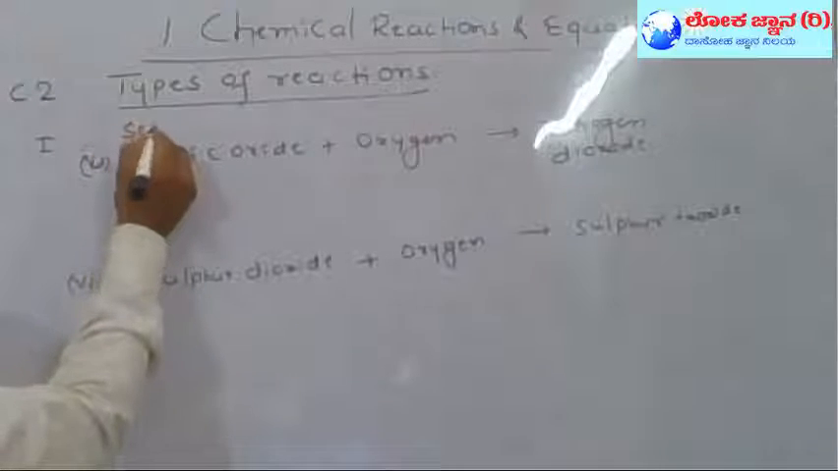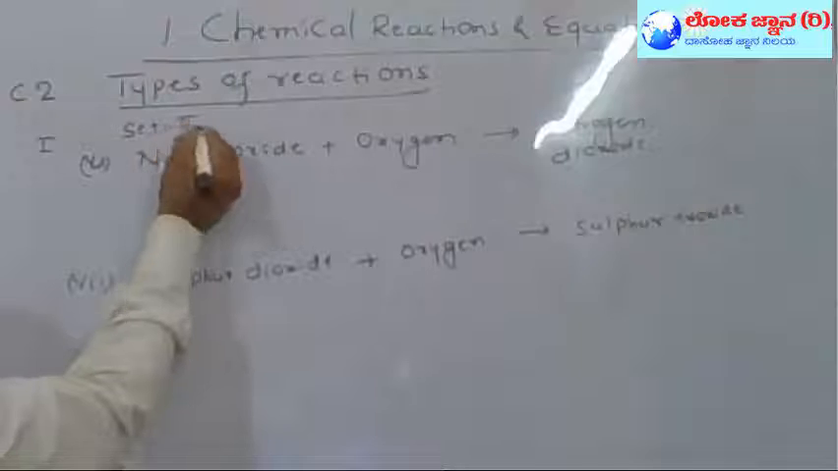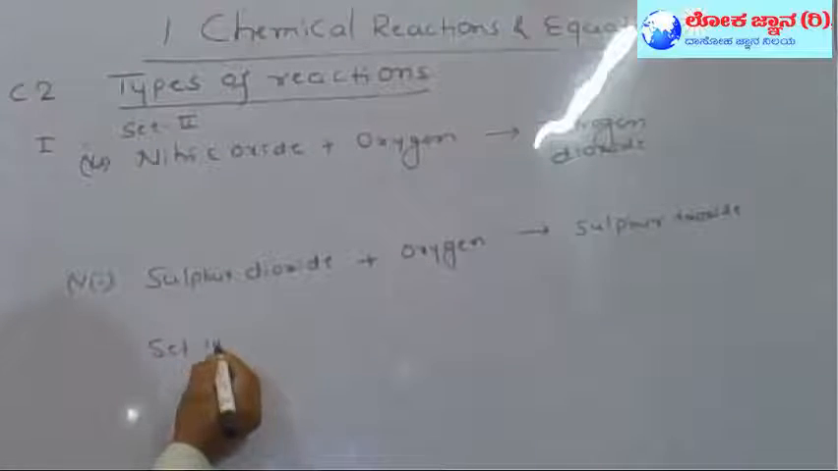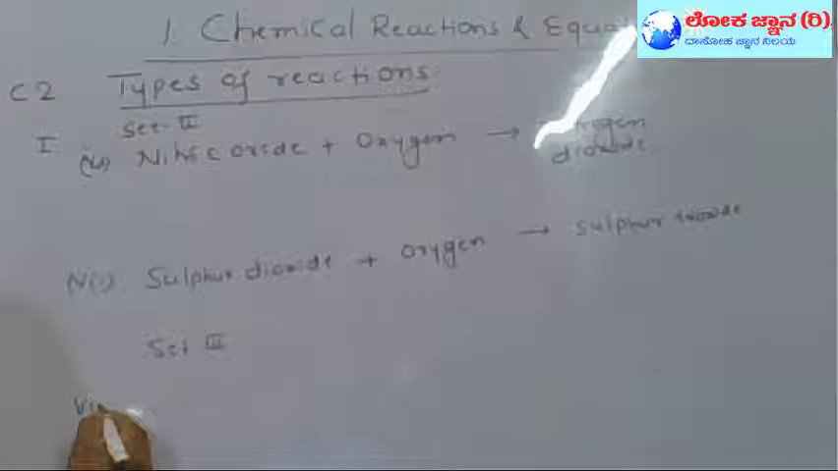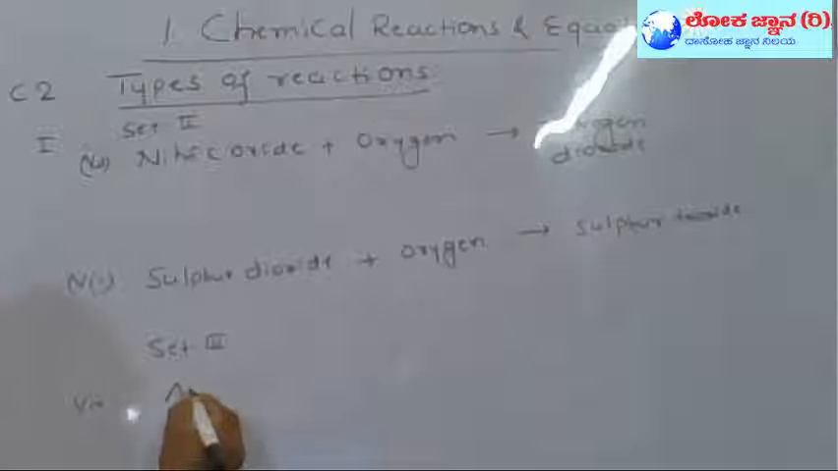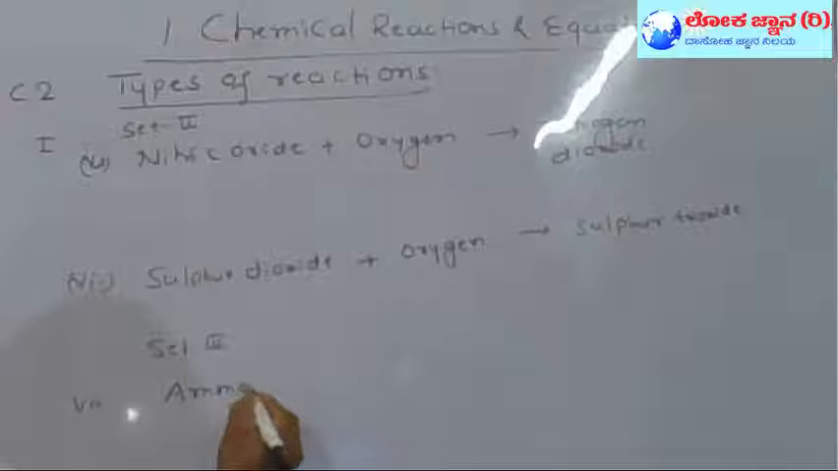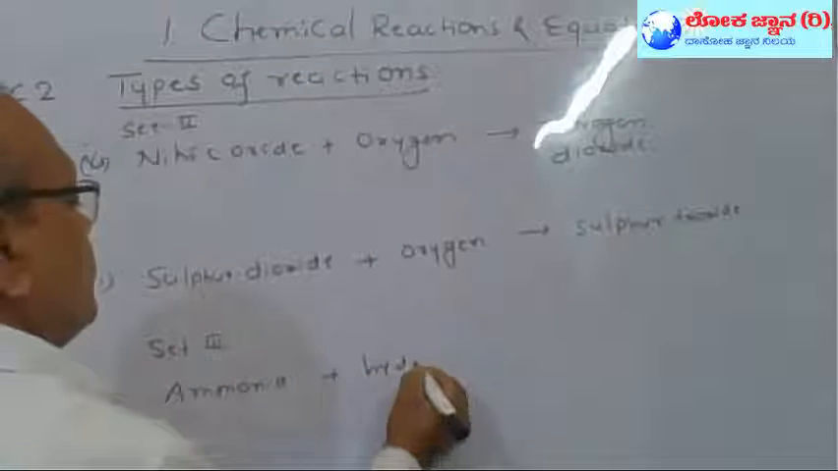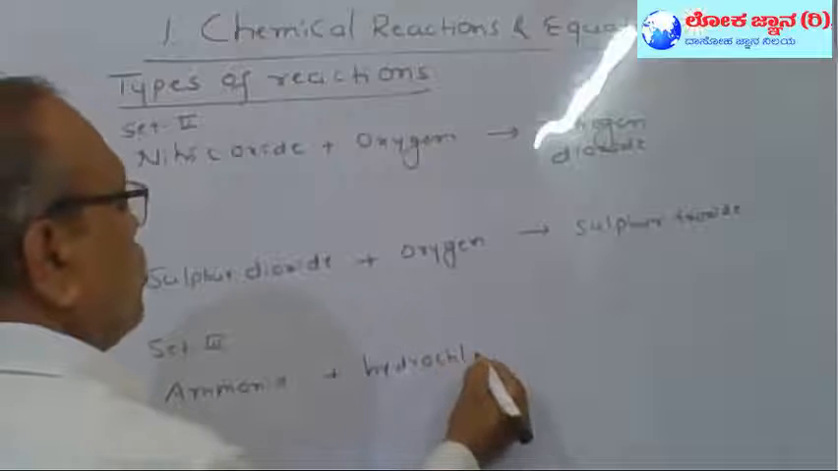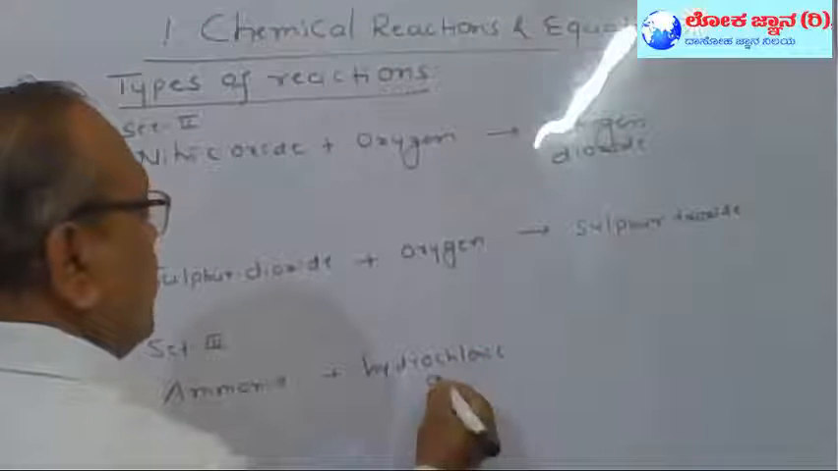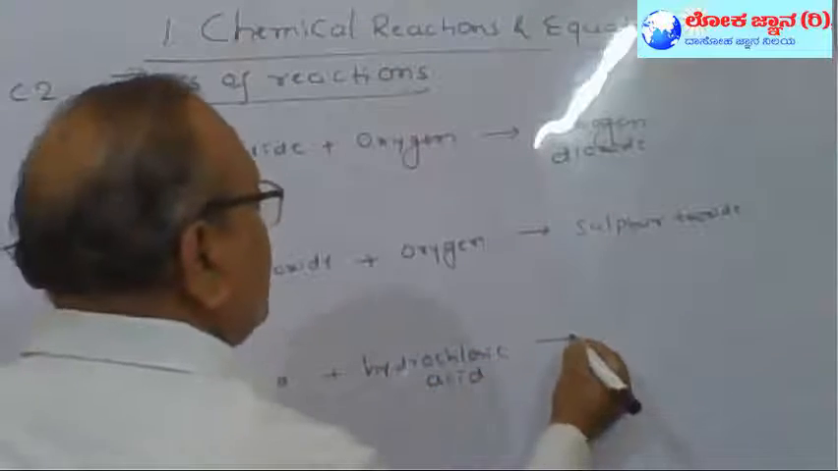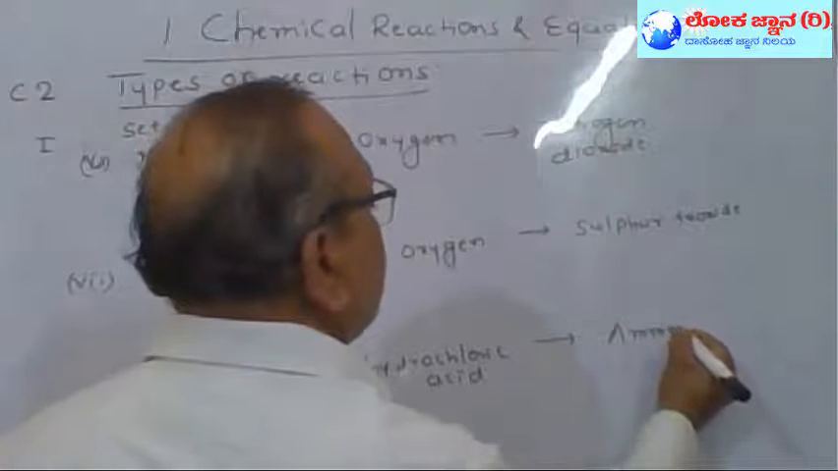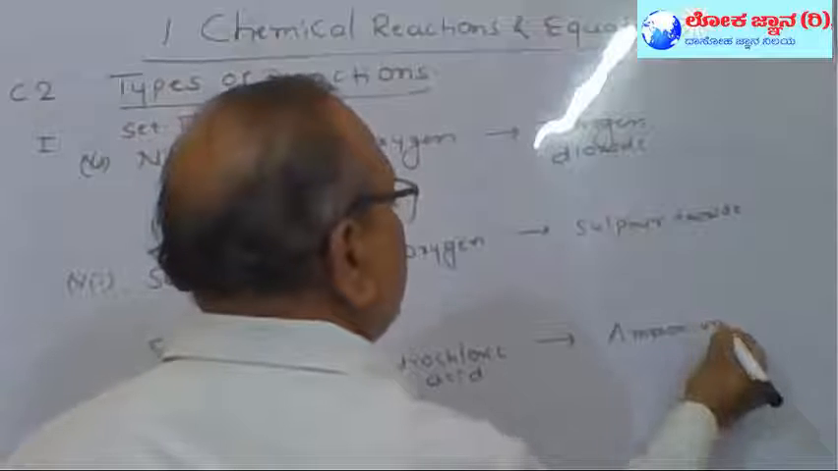Set 2. And I will give another third set of reactions also. That is ammonia plus hydrochloric acid. Ammonia plus hydrochloric acid gives rise to ammonium chloride. Symbolize all of them. Ammonium chloride.